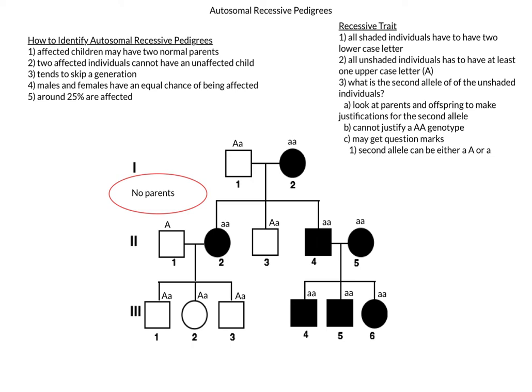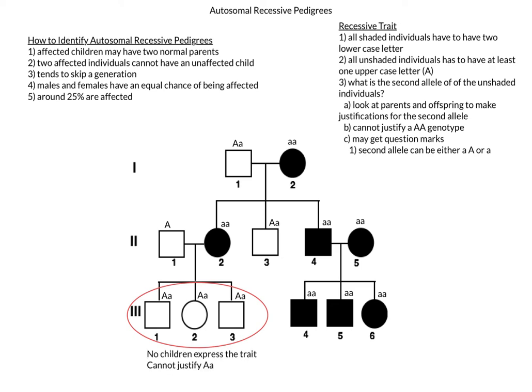We have no parental information to use, so we have to look at the children, individuals 3-1, 3-2, and 3-3. However, we hit a bit of a snag here. Since none of the individuals are expressing the trait, we cannot justify individual 2-1 as being heterozygous. And since we can never make the assumption that an individual is homozygous dominant, we then have to say that he is big A ?. We know that he has to have at least one dominant allele, but we cannot justify the second allele. However, that does finish off our pedigree.